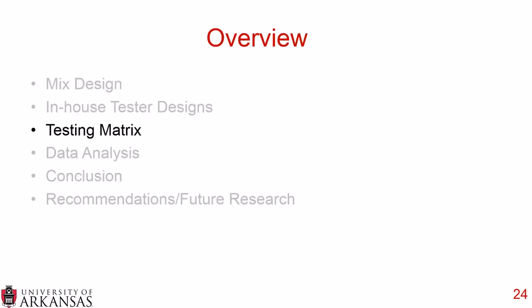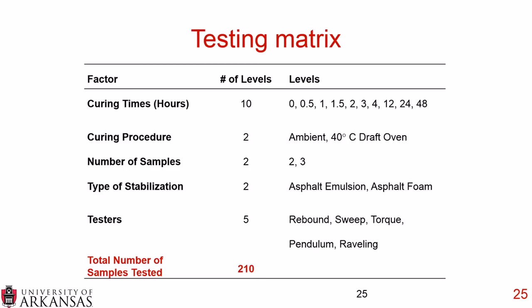Now, with our in-house tester designs completed, we then moved on to our testing matrix. And you can see we looked at different curing times, everywhere from 0 to 48 hours. So this is for both asphalt emulsion and asphalt foam. We looked at curing samples at both ambient temperatures, so just sitting out on the ledge, and at 40 degrees Celsius in a draft oven.